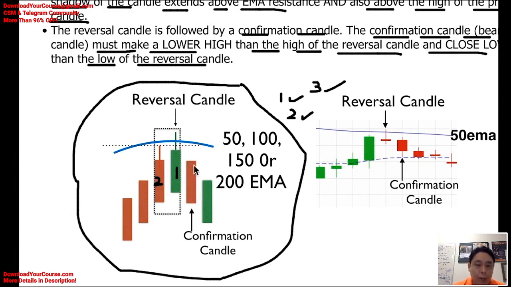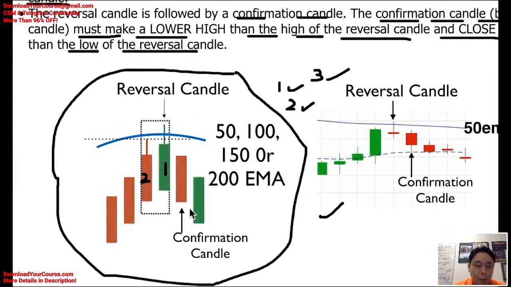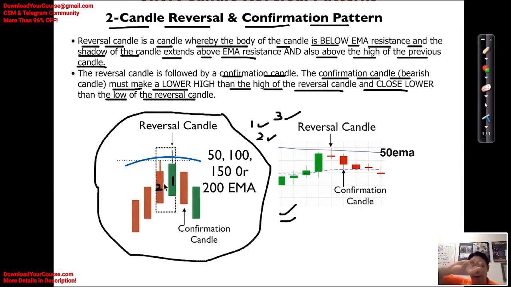It's bearish. It must make a lower high than the high of the reversal candle. So this high must be lower than this high, right? Check. Next, the confirmation candle must close, recall, this is the open and this is the close, below the low of the reversal candle. Does it close below the low? Yes. Check. It's confirmed. It's going down. We can short it. Why? Because that tells us that the reversal has been confirmed and is now going down.